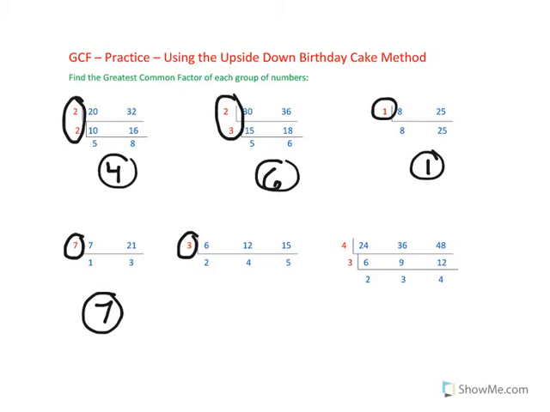3 is the biggest number that goes into 6, 12, and 15. And for 24, 36, and 48, I could have used 2, but I wanted to show you that you can pick a bigger number. I picked 4. 4 goes in, and you're left with 6, 9, and 12, and 3 goes into those numbers. And you're left with 2, 3, and 4, which nothing can go in other than 1. Multiply those two numbers together, and you get 12. How did you do?